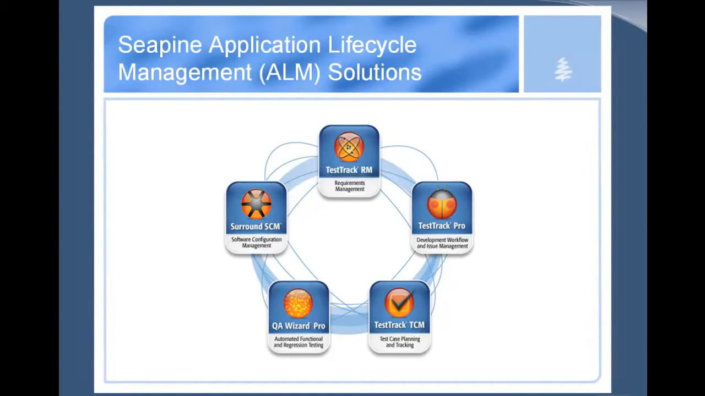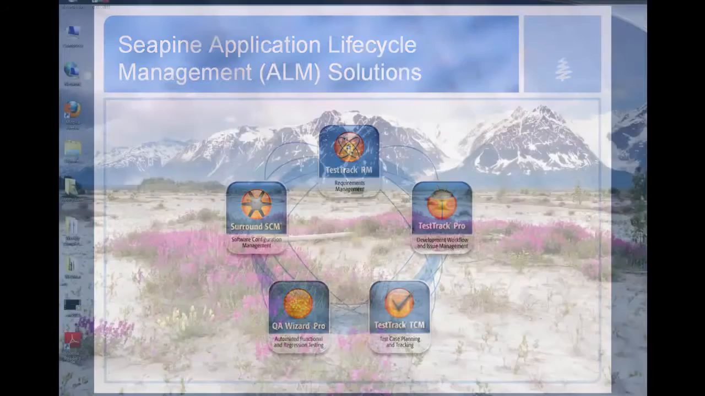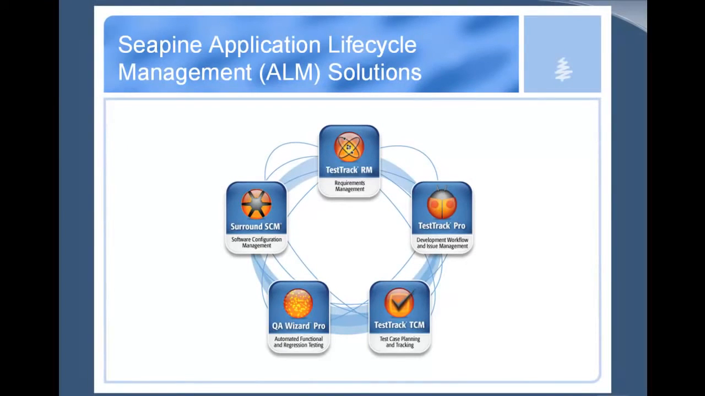QA Wizard Pro is part of CPINE's application lifecycle management solution, which also includes Test Track, consisting of RM, requirements management, Pro, development workflow and issue management, and TCM, test case planning and tracking. CPINE also offers a software configuration management tool, Surround SCM, as well. QA Wizard Pro integrates with Test Track and Surround SCM, and that integration will be demonstrated here.